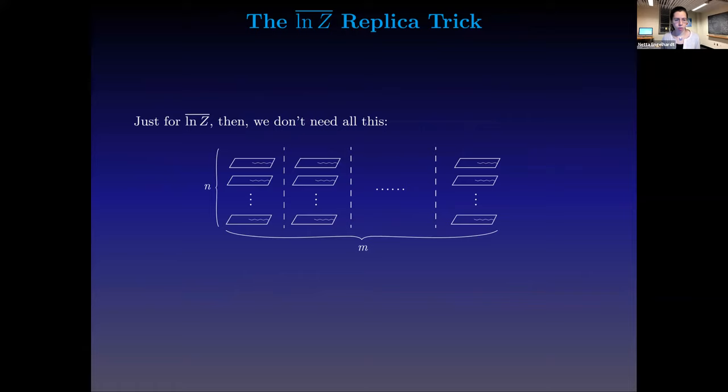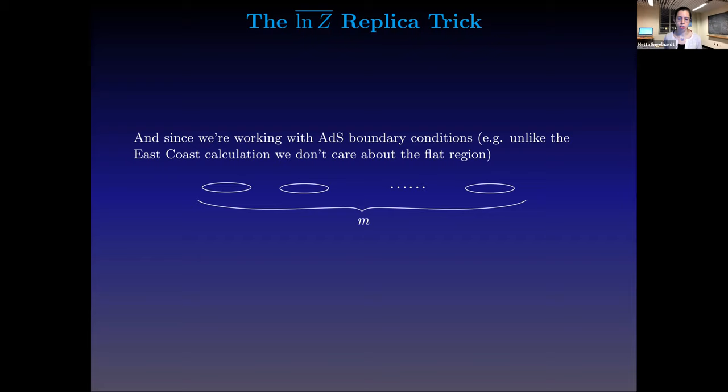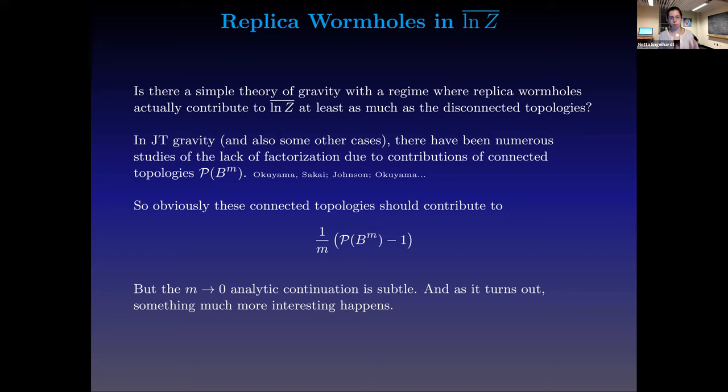All right. So if we're just computing log Z, we don't have to have this whole mess because we don't have these n replicas. In fact, we only have the m replicas. And since we're going to be working with AdS boundary conditions, we're not going to worry about the flat region. We just have m copies of AdS boundary conditions. OK, so what we want to ask is the following question. Is there a simple theory of gravity with a regime where replica wormholes contribute to log Z at least as much as the disconnected topologies? Because that's a signature that we can't ignore.